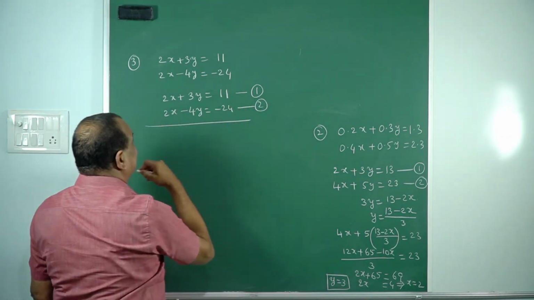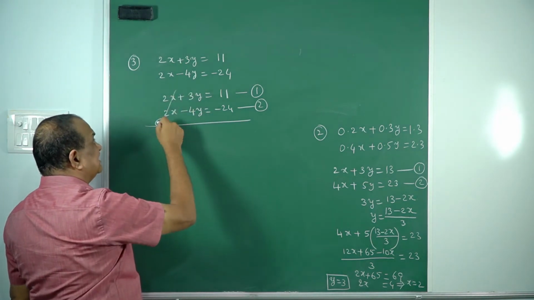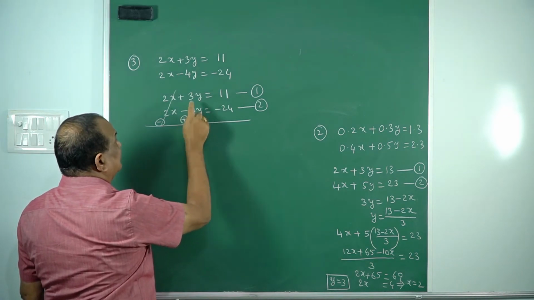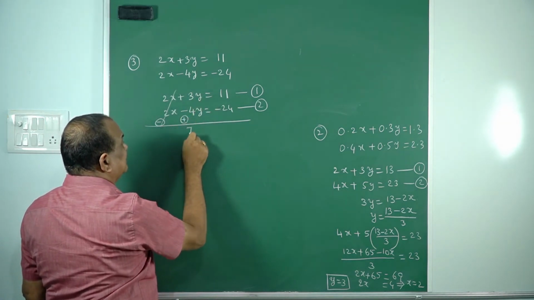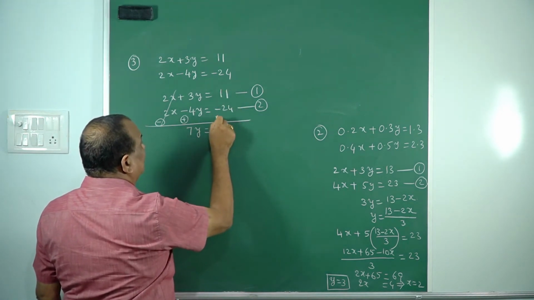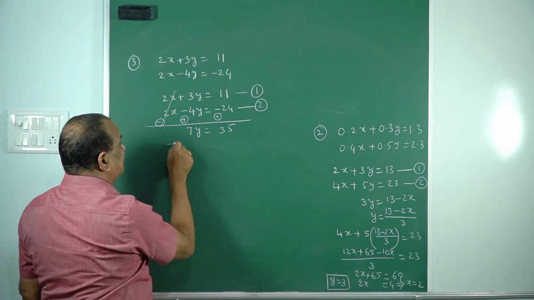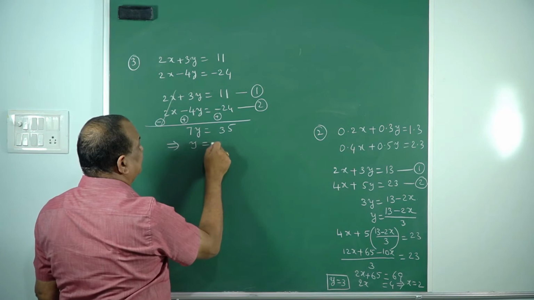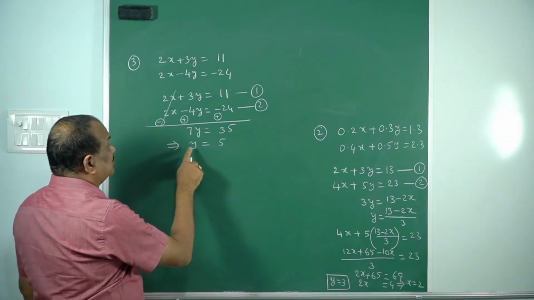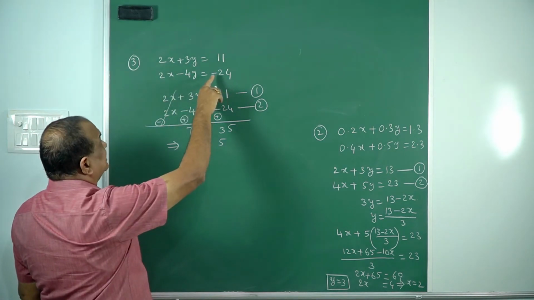Upon subtraction, 2x minus 2x gets cancelled. 3y minus of minus 4y, 3y plus 4y, that is 7y, is equal to 11 minus minus 24. 11 plus 24, that will be 35. And it implies y value is 5. 7 fives are 35.